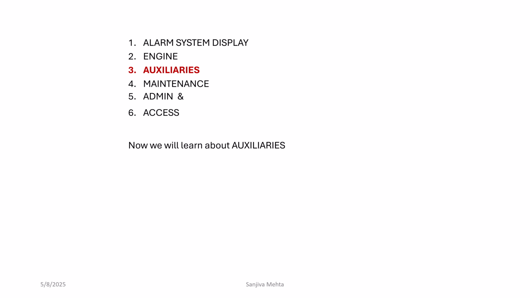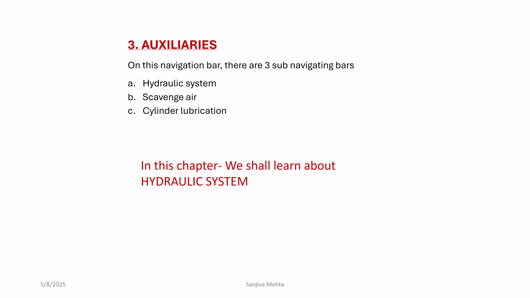We had discussed in the first module 4.1 alarm system and engine. Now we'll discuss auxiliaries. Auxiliaries, MOP. On this navigation bar, there are three sub-navigation bars. That means one navigation bar, and there will be three: hydraulic system, scavenge air, and cylinder lubrication.